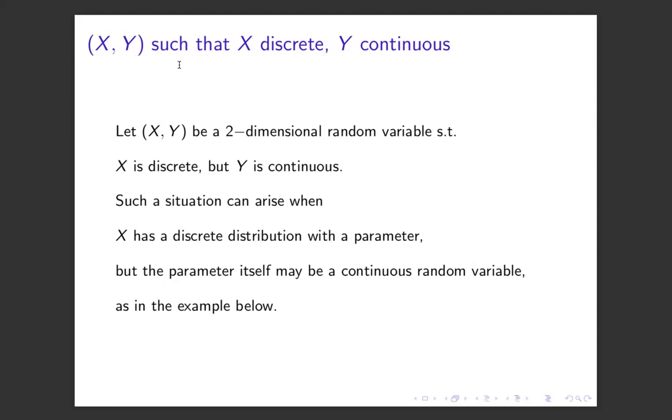In such cases, where X is discrete and Y is continuous, one cannot have a very general theory, or you can have it if you use measure theory. But to be able to do some computations, we will just look at an example, because we will also see such a situation later on.